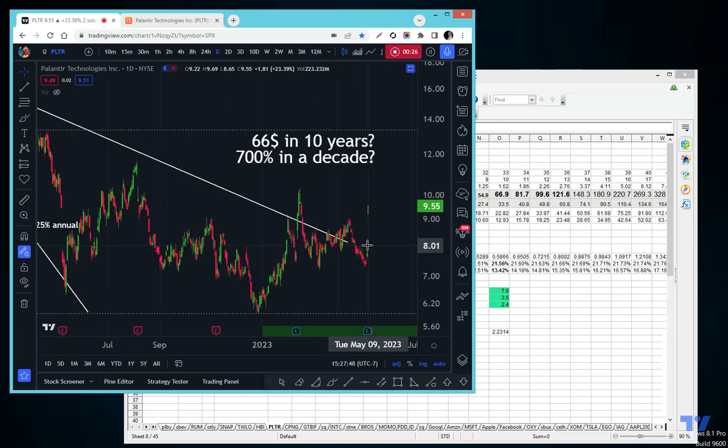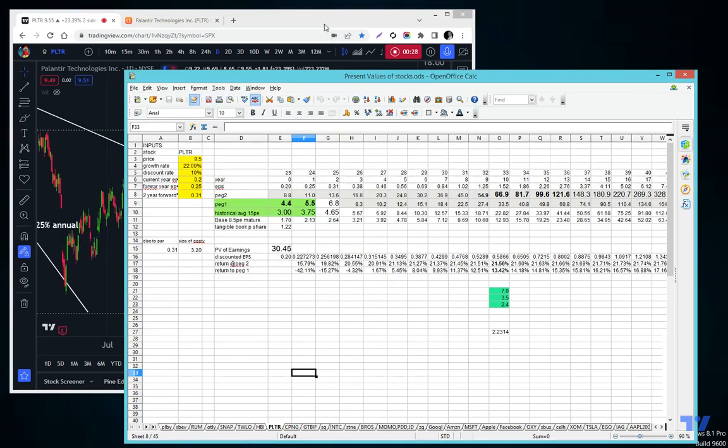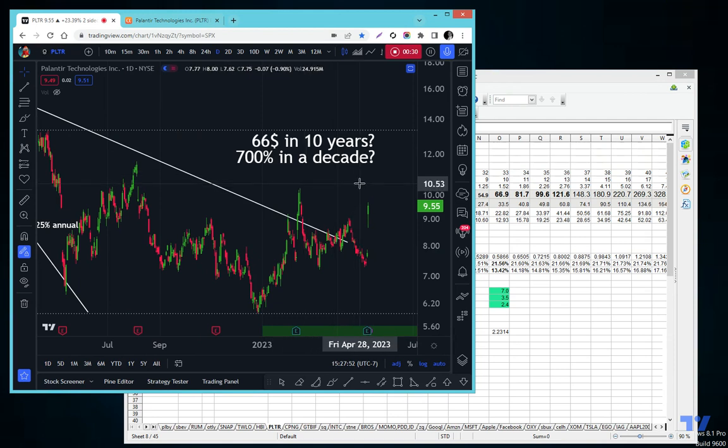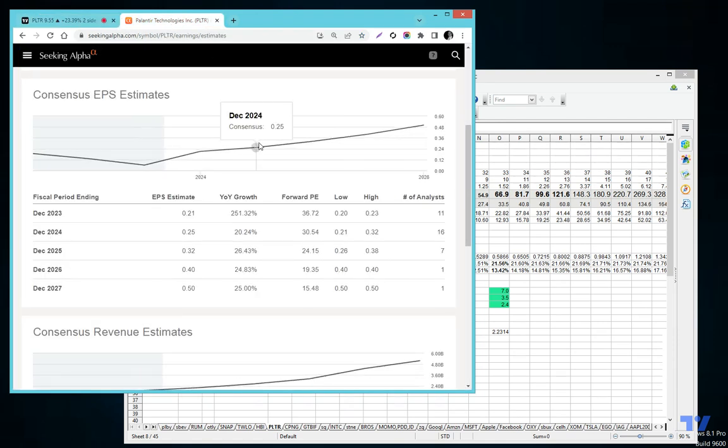So I have my worksheet and that's where I get the headline. Can this thing be $66 for a 700% gain? Only catch is it's going to be over 10 years because that's what's going to happen if the company keeps growing as analysts expect.